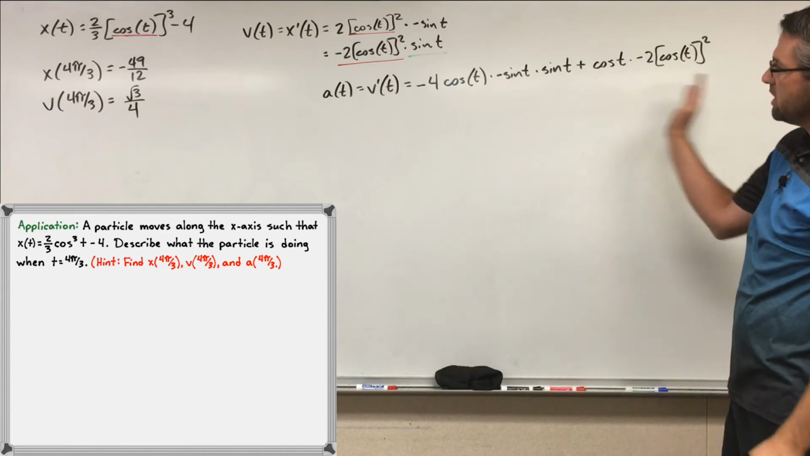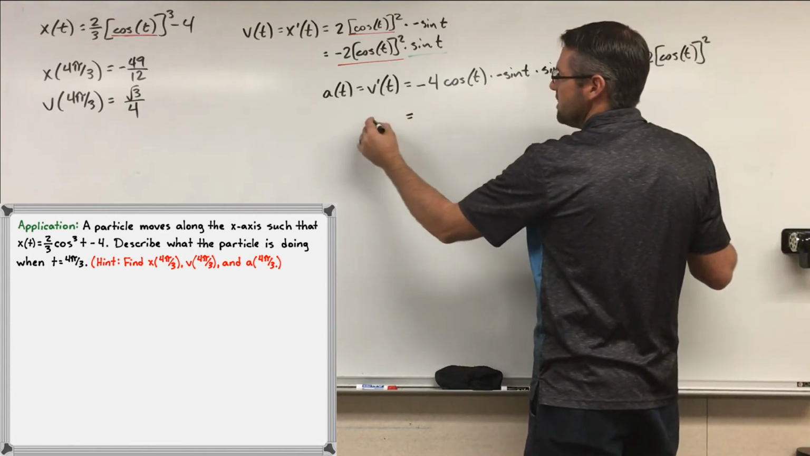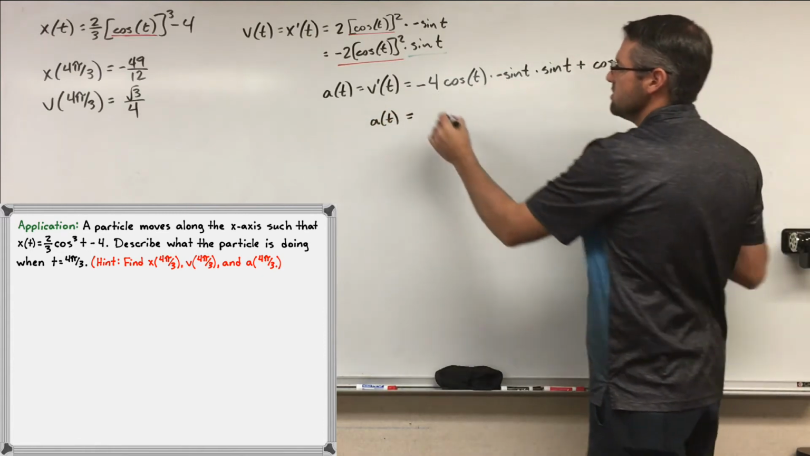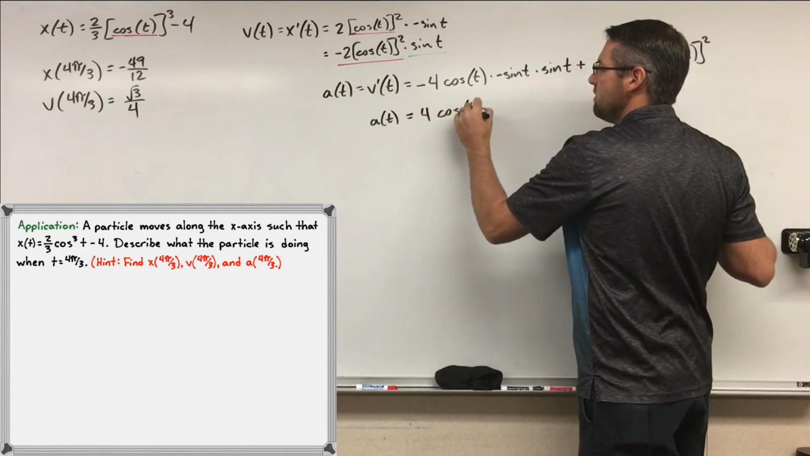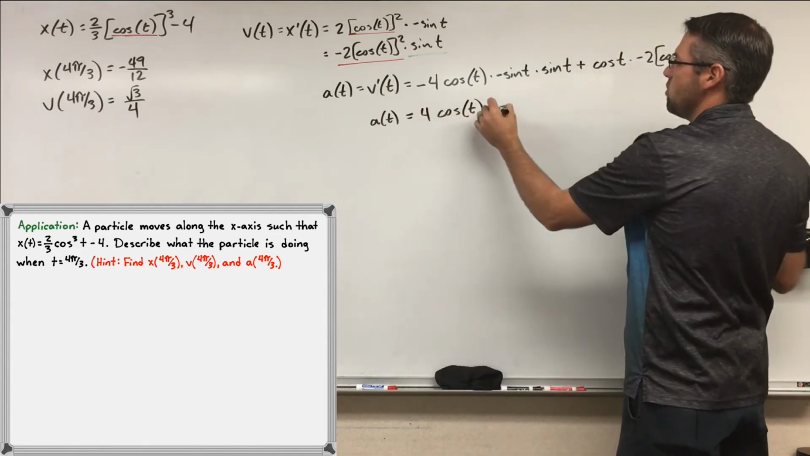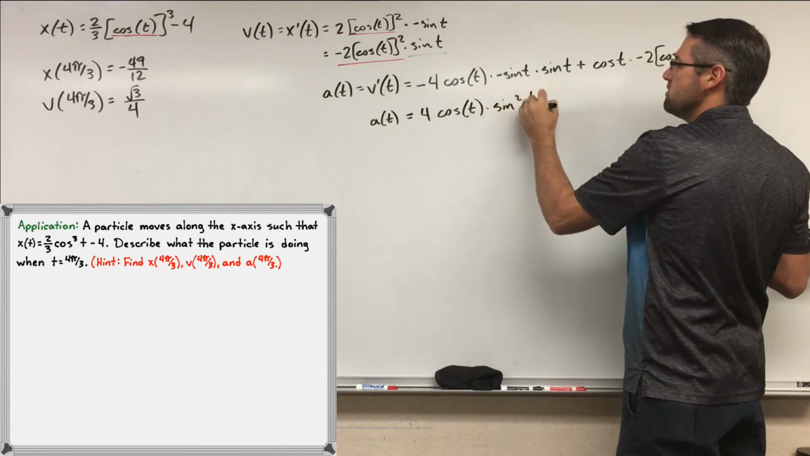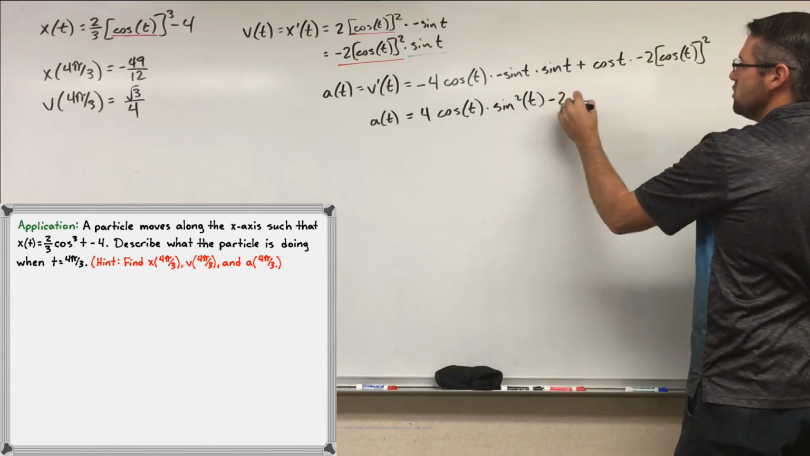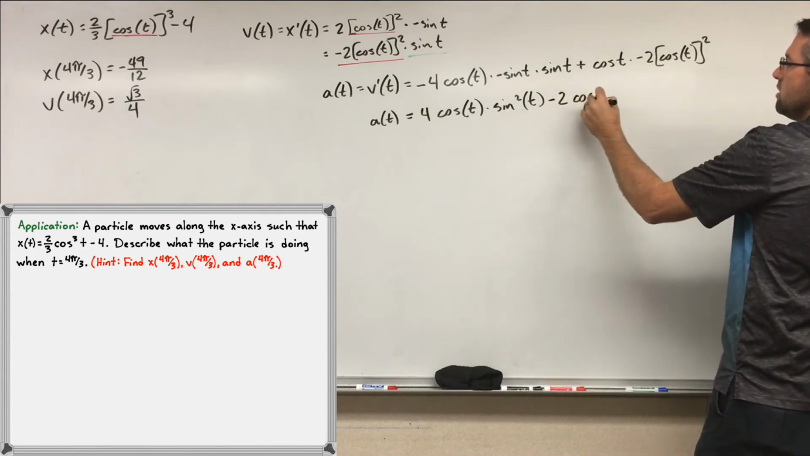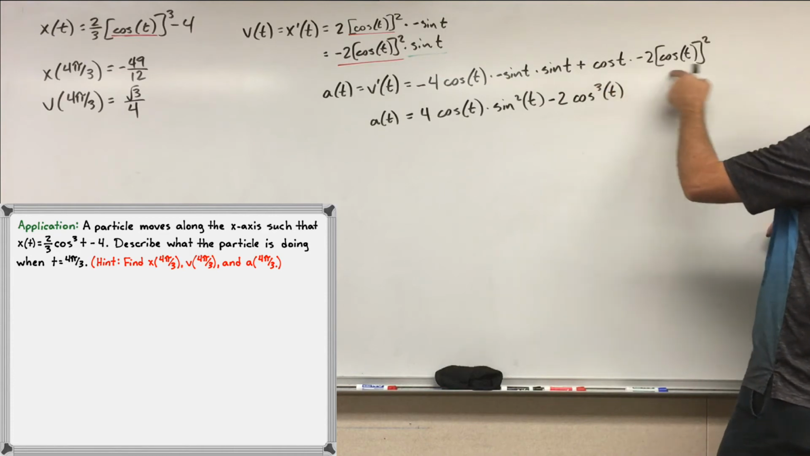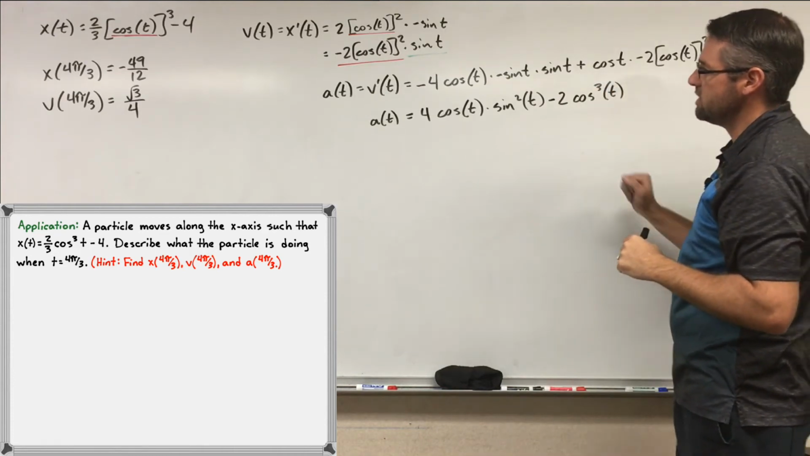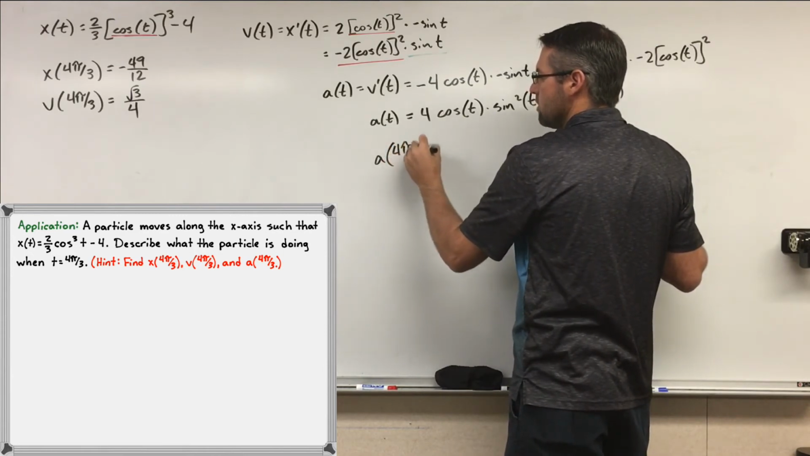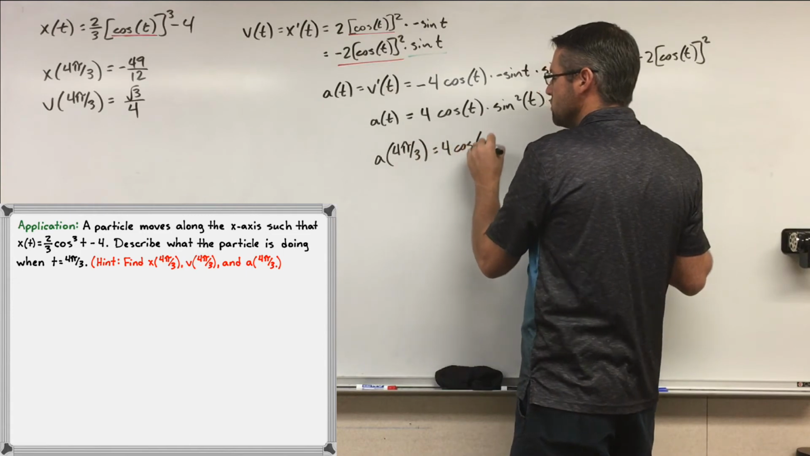Okay. Now I'm going to clean all of that up a little bit just to make my life easier. A of t is going to be equal to, well, we got a negative times a negative is a positive, so we have 4 cosine of t, and then here we have sine squared, so times sine squared of t. And then here I've got negative 2, so minus 2, and then this is actually going to be cosine to the third, right? Cosine of t times cosine of t squared. So that's the acceleration here. And then we're going to plug in 4 pi over 3 and get our answer for acceleration.